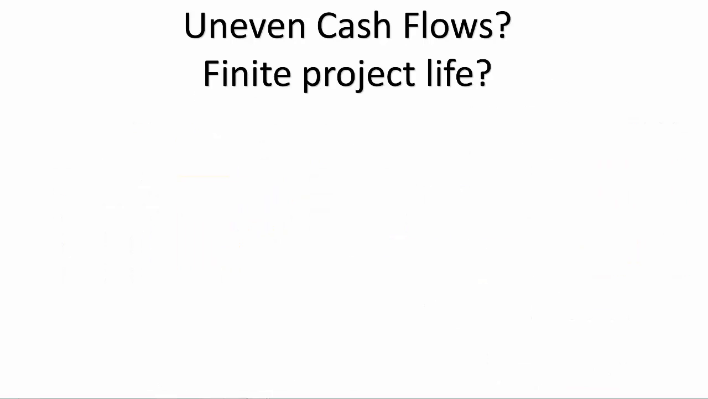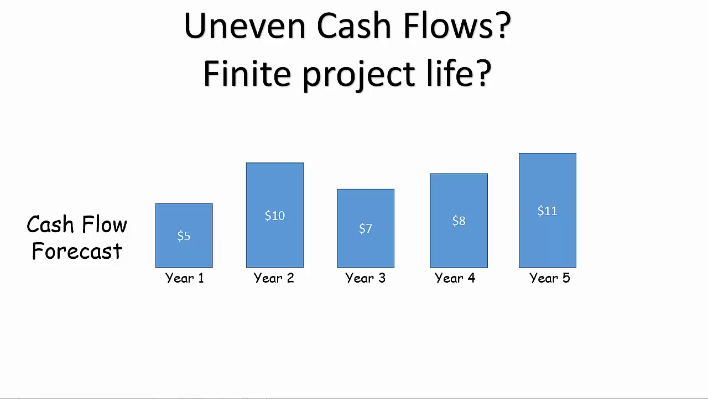Let me see if I can really fool you now by offering you an investment opportunity that has cash flows that are both finite and uneven. What are you going to pay me for this? I promise to pay you $5 in the first year, $10 in the second, $7 in the third, $8 in the fourth, and $11 in the fifth year, at which point it's over. Many business opportunities experience uneven cash flows like this. So how are you going to handle it?